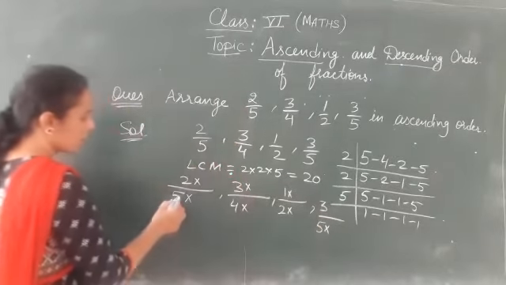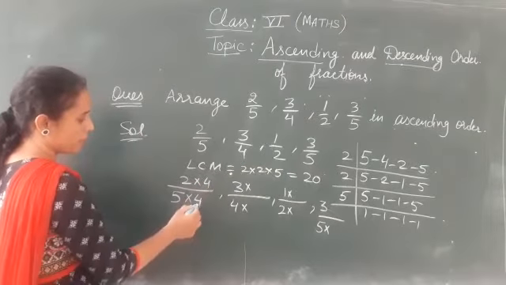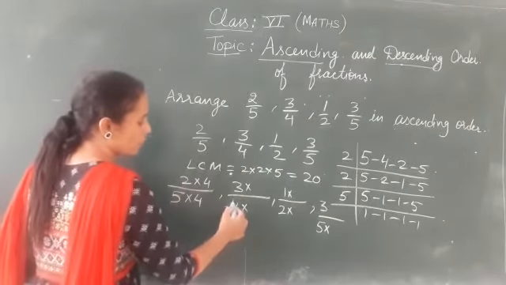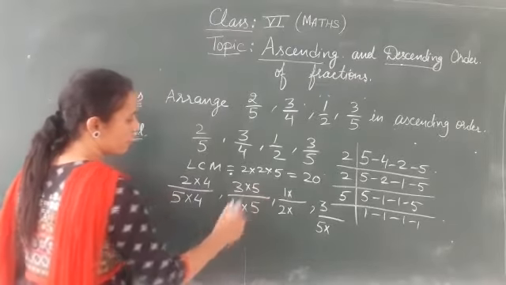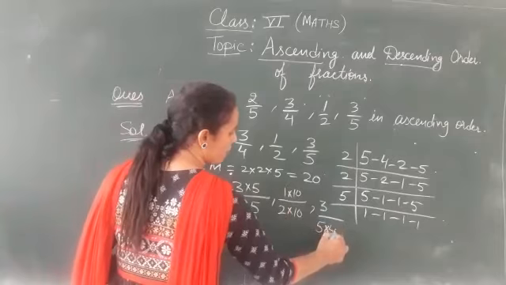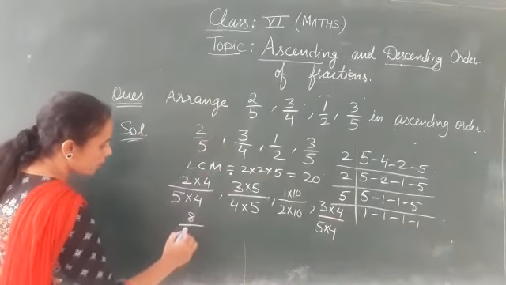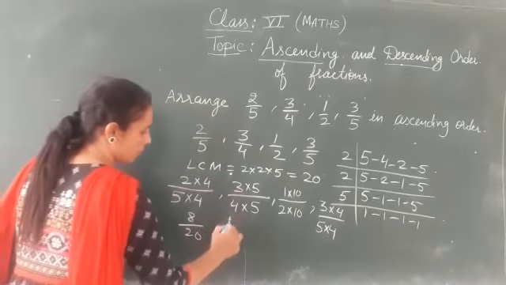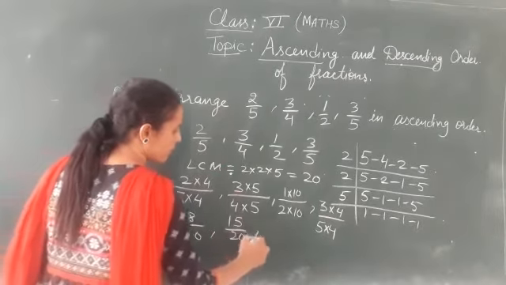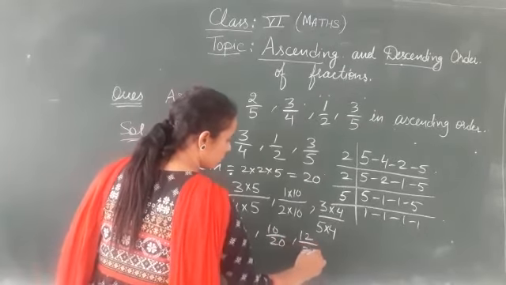Now see, 5 multiplied by 4 will give you 20. So multiply numerator and denominator by 4. 4 5s are 20, so here by 5. 2 10s are 20, so here by 10. And 5 4s are 20, so here by 4. This will become 15 by 20, this will be 10 by 20, and this will be 12 by 20.